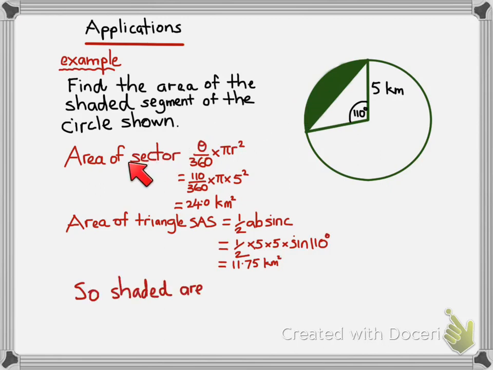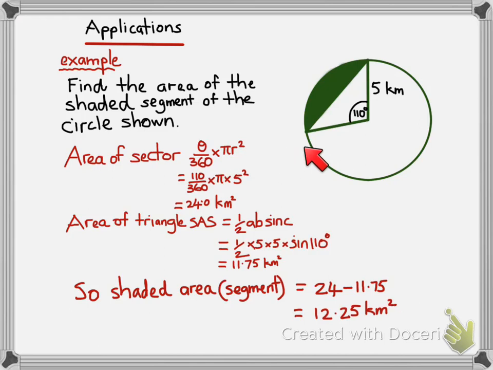Let's start with the sector. It's a fraction of a circle, so it's our angle out of 360 times pi r squared. Our angle over here is 110 degrees, so 110 out of 360 times pi times 5 squared gives us 24 kilometres squared. To find the area of our triangle, well, which triangle formula do we use?